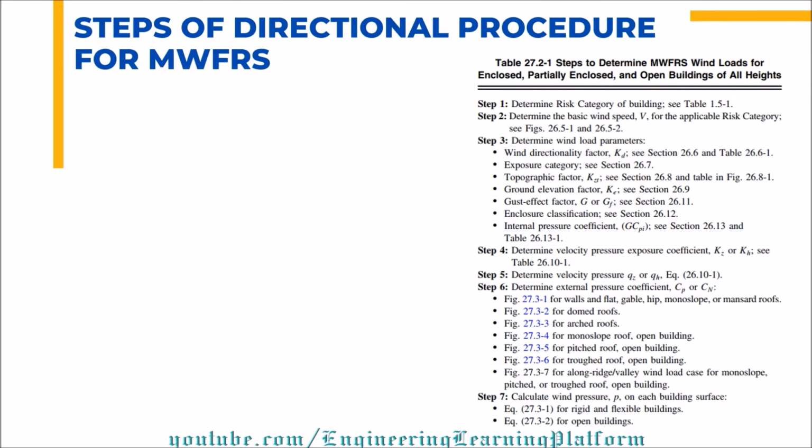Then enclosure classification. Now see, we have three types of enclosure. The very first is open building, then partially enclosed, and the third is enclosed. So let's look at them one by one, what these enclosure definitions mean.